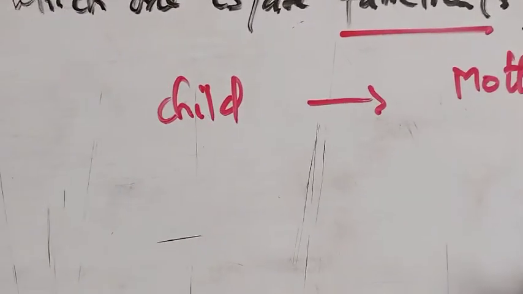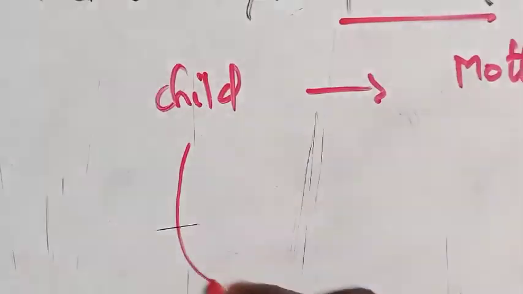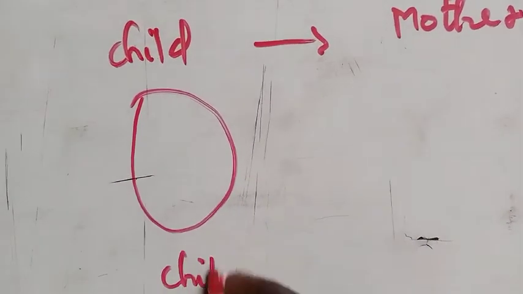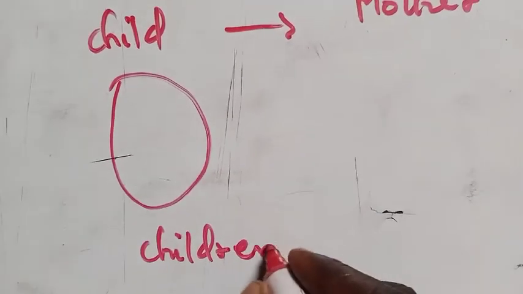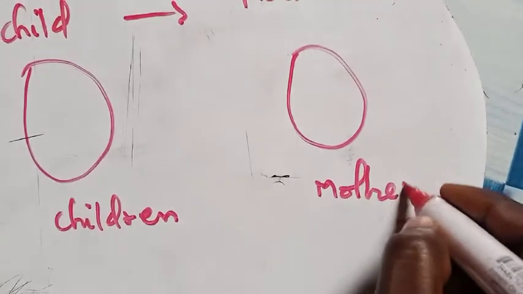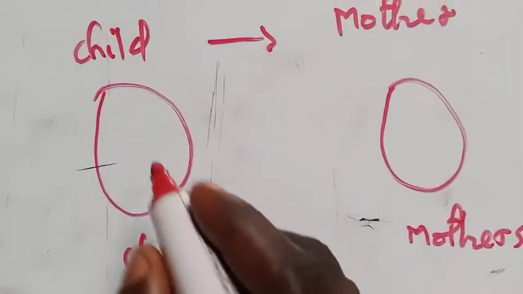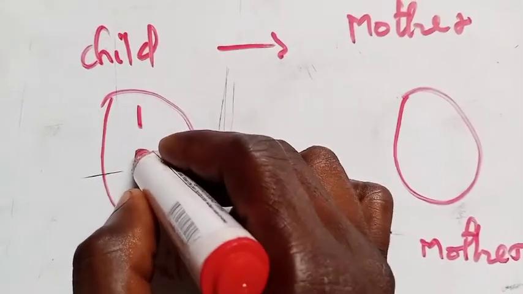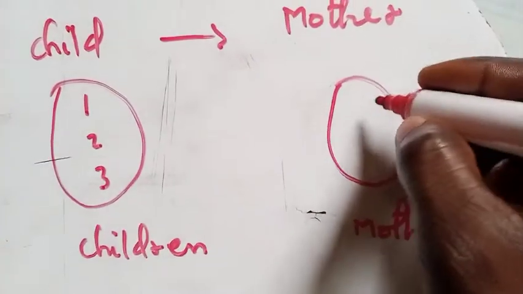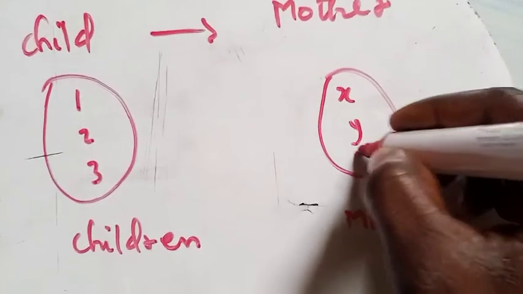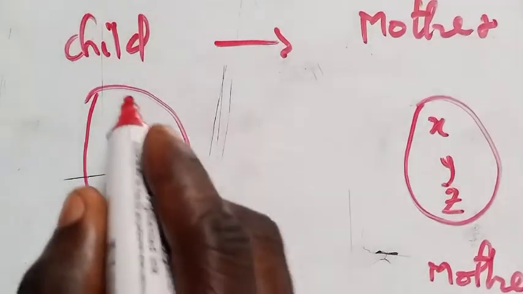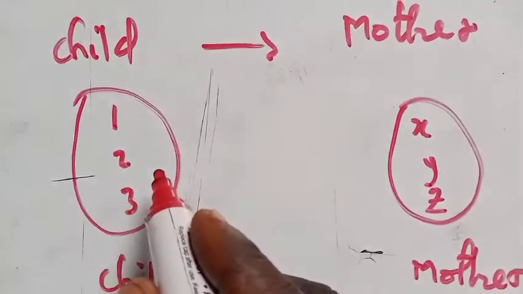So what I'm trying to say here is that if you have the first part here, let's say this is one house that contains children. So you have children in this house here, and then you have the house that contains the mothers. If you have child number one, child number two, or maybe child number three, I have their respective mothers here, let's say X and Y.